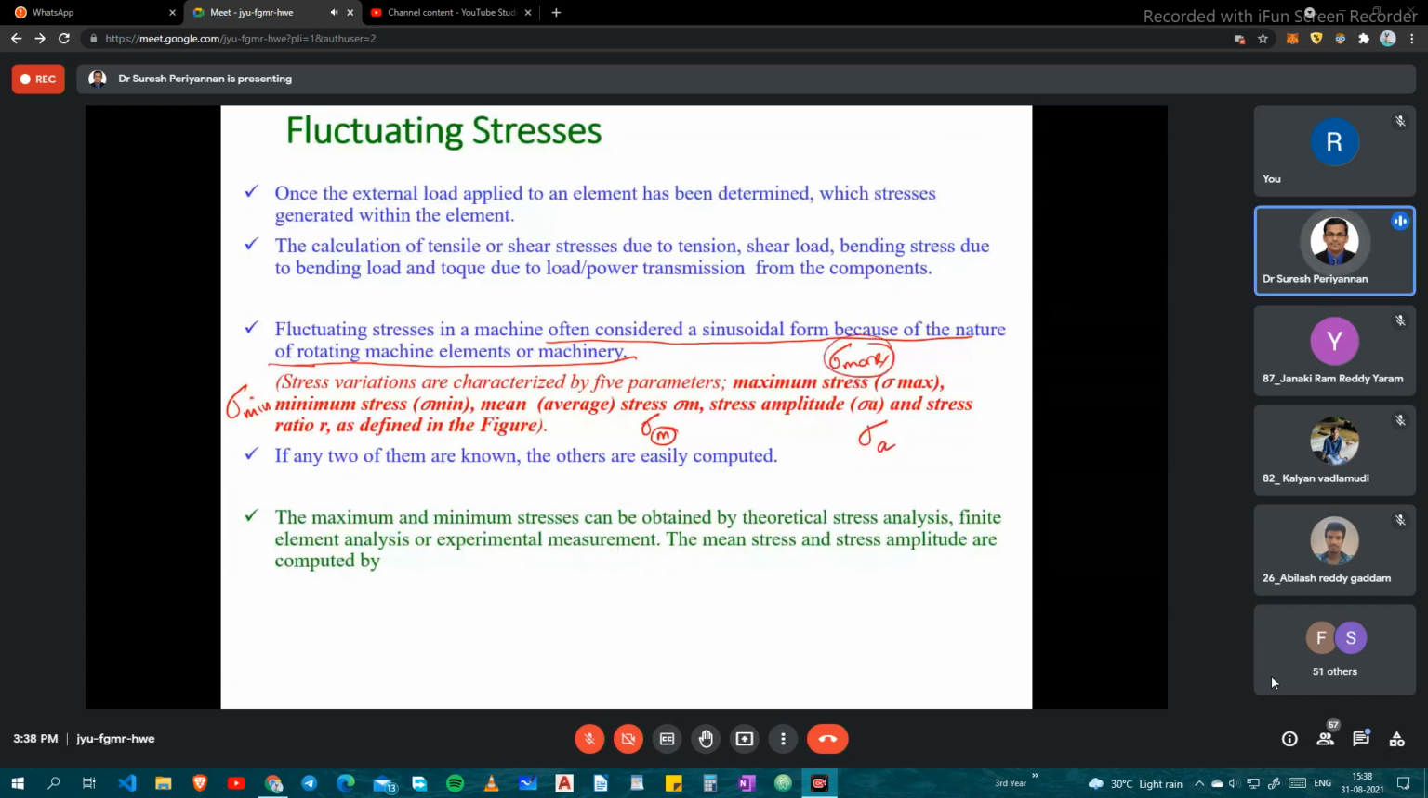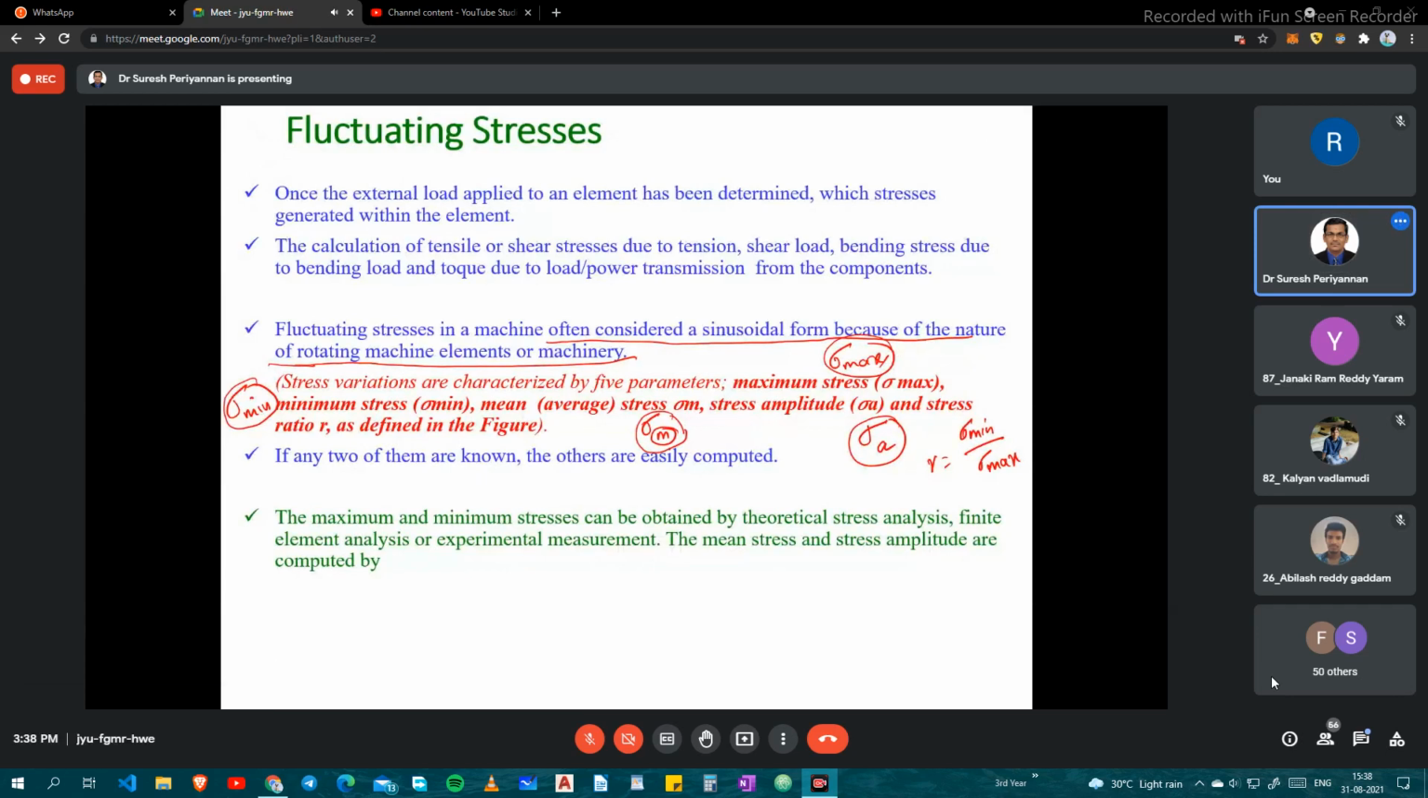While the component is functioning or operating, these are the five ways we can define the stress in general terms: sigma max, sigma min, sigma mean (the mean or average stress), and the stress amplitude. And the last one is the stress ratio. Stress ratio is nothing but sigma min divided by sigma max. Now see here, if you know any pair of stresses, either sigma max or sigma mean, you can find out the other parameters.